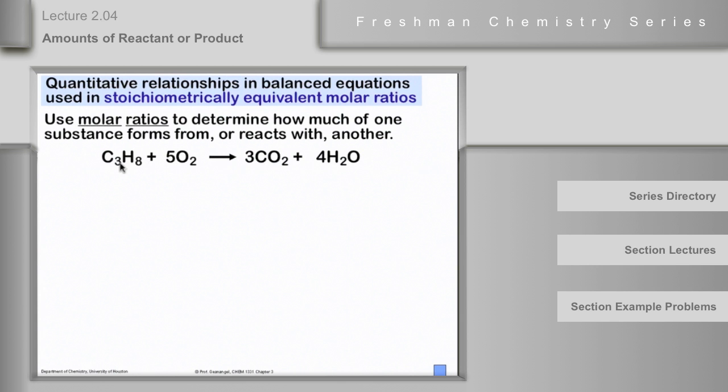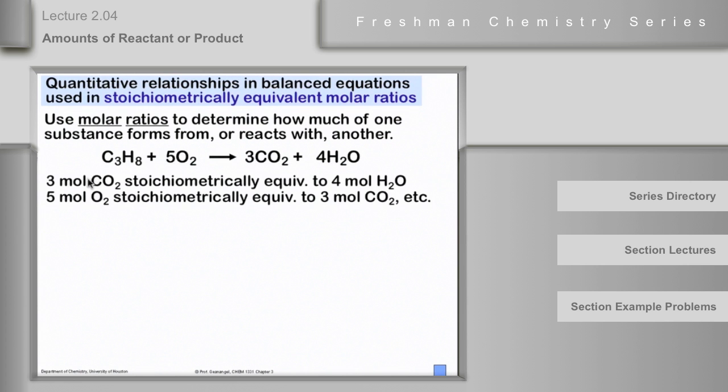Okay? So 3 carbons, 3 carbons. 8 hydrogens, 8 hydrogens. 6 plus 4 is 10 oxygens, 10 oxygens. It is a balanced chemical equation, so we can use it. And what we're going to do is focus on the balancing coefficients here. What I mean by that is if you carry out this reaction with 1 mole of propane and 5 moles of oxygen, and it goes the way it's supposed to go, you're going to get 3 moles of CO2 and 4 moles of water. That's what the equation says, and that's what will happen.